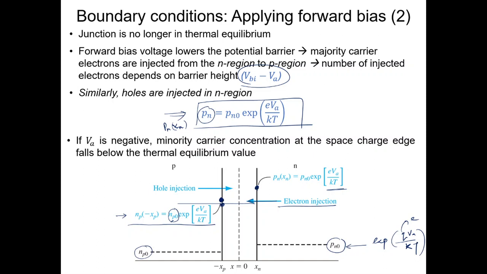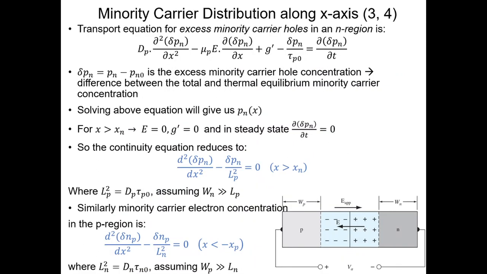So the difference of these two, this minus this, will be the excess minority carrier concentration at the p side, and this minus this is going to be the excess minority carrier concentration, or excess holes, at the n side. Okay, so now if we have a very clear idea of the minority carrier concentration at different points, we can actually solve the continuity equation to find a relation for the excess minority carrier electrons and holes as a function of x. How do we do that?